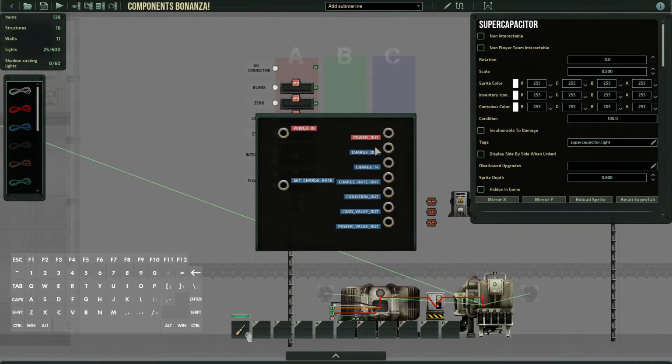Similarly, if you're running guns or lights or fabricators or whatnot from the supercapacitor, and as you change those loads, it doesn't affect the primary grid. And if the primary grid goes up or down, that doesn't affect the secondary grid.